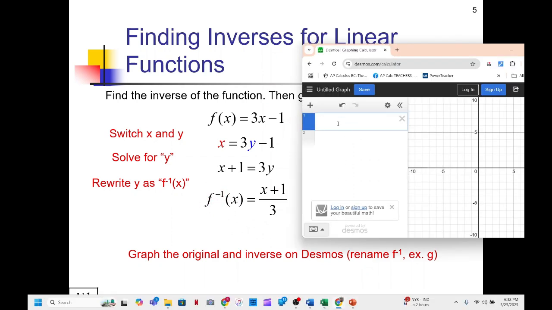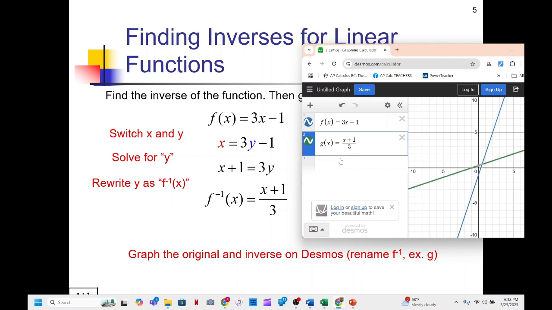All right, so here we are on Desmos. Let me do f of x equals 3x minus 1. So there's the original line, which we didn't really need Desmos to graph, but we're sort of getting used to this Desmos stuff. Then let's go down here, and I'm going to rewrite this inverse function as the g function. So g of x equals, let me do a fraction, x plus 1 divided by 3.